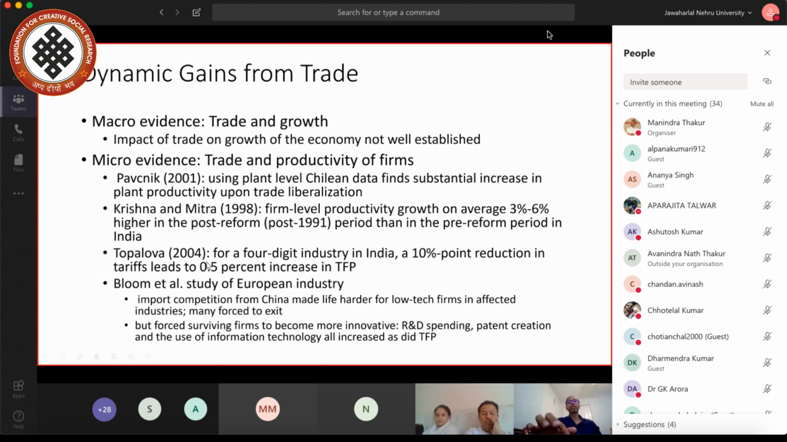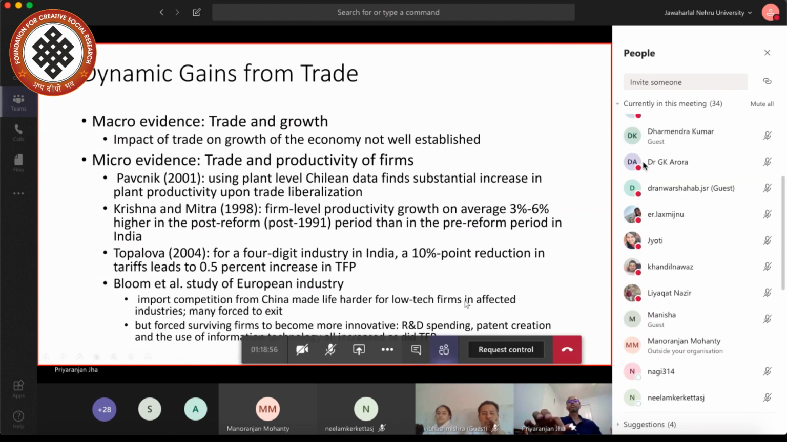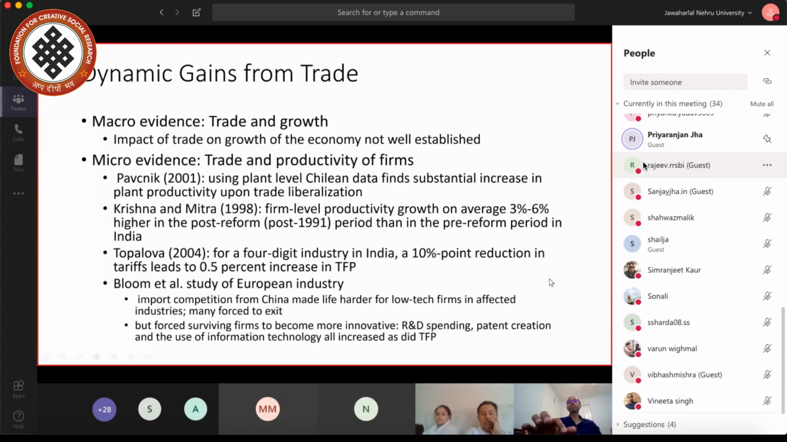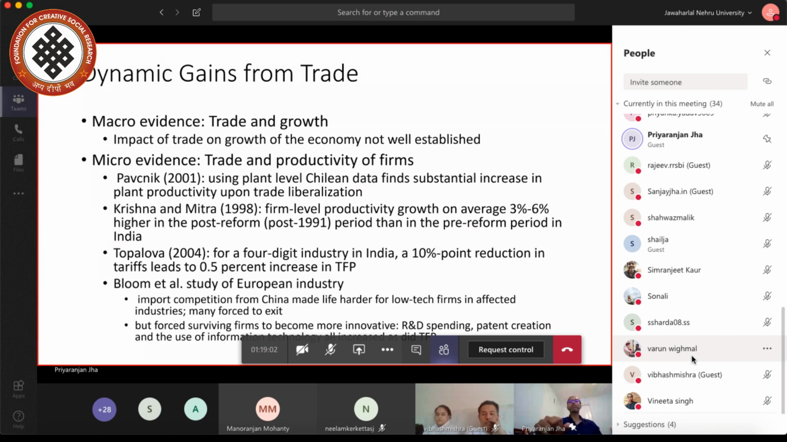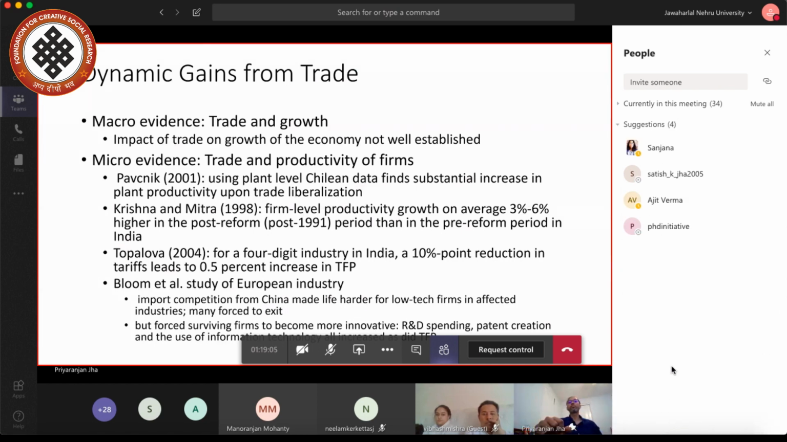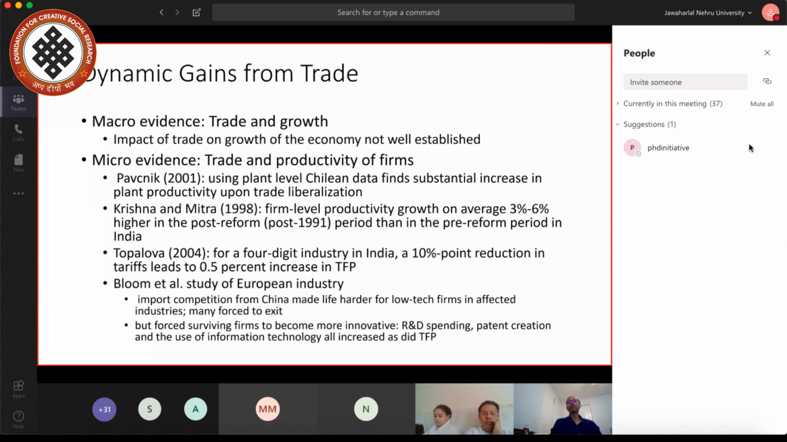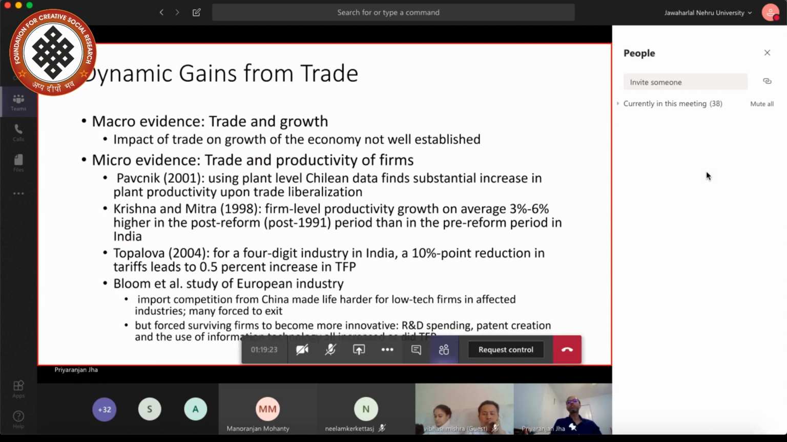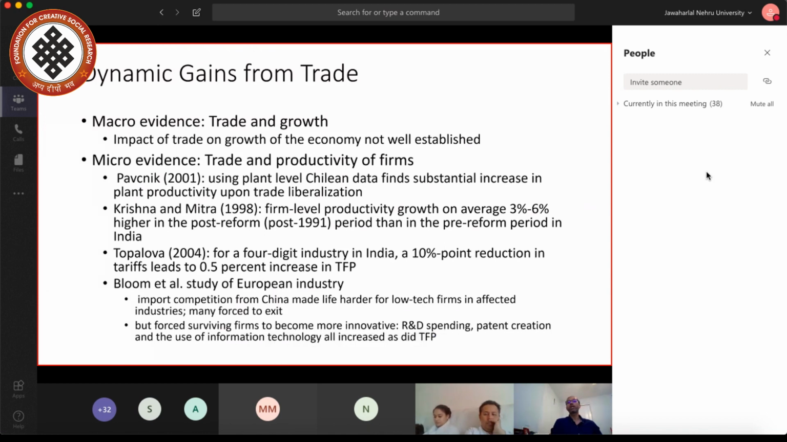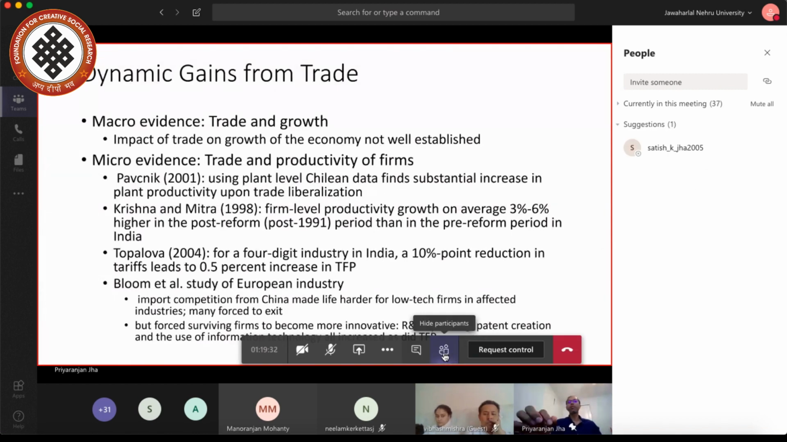And there's another study by Petia Topalova, where she finds that for a 4-digit industry in India, a 10 percentage point reduction in tariffs leads to a 0.5% increase in TFP. TFP is total factor productivity, and this is a measure of productivity for a firm. So how productive a firm is: you net out the contribution of various inputs, labor and capital, etc., from output, and whatever is left is kind of the technology component or productivity component. If that component increases over time, that means the firm experiences productivity growth.